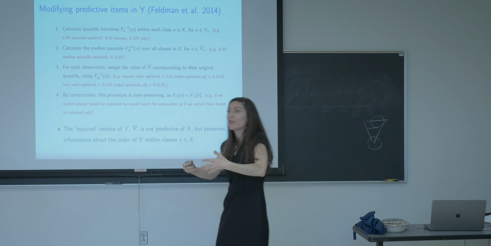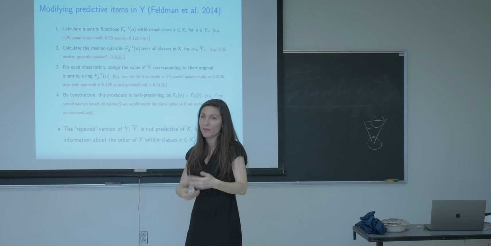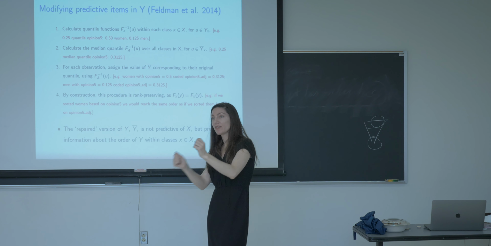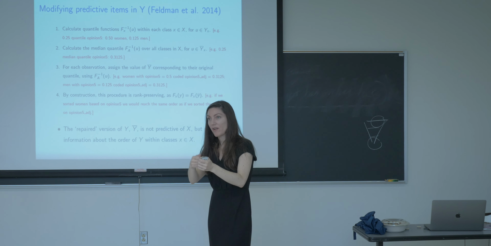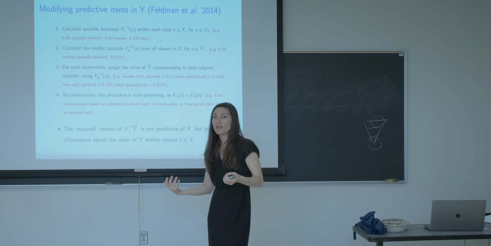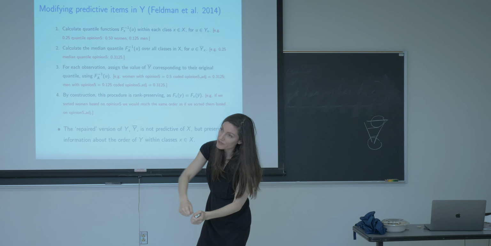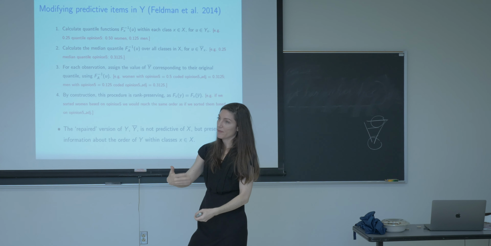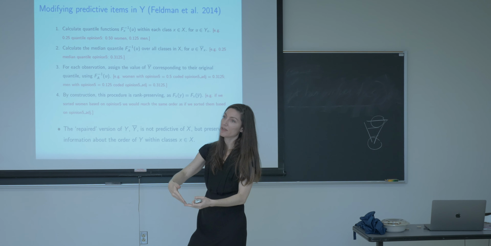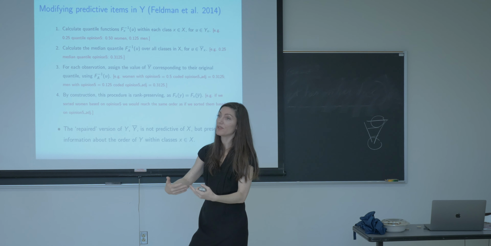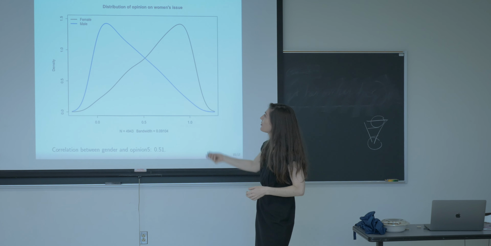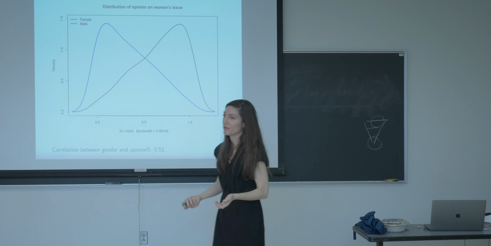And again, as I said before, by construction, this method is kind of rank preserving. So you eliminate the correlation that's between gender and the predictor, but within classes, you preserve the order. So we are preserving information that is contained in that predictor that is not correlated with the protected characteristic, but that might be relevant for your decision. So this is what happened in the case of the synthetic data I showed you before.